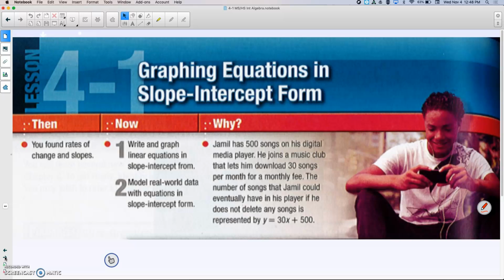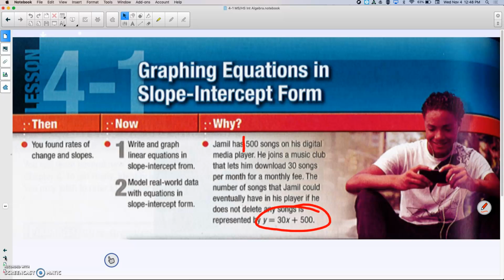Okay, on our y slide, it says back then we found rates of change and slopes. Now we're going to write and graph linear equations in slope-intercept form and model real-world data with equations in slope-intercept form. Why? Jamil has 500 songs on his digital media player, or for you on your phone. He joins a music club that lets him download 30 songs per month for a monthly fee. So maybe it's Spotify or something like that. The number of songs that Jamil could eventually have in his player if he doesn't delete any songs is represented by this equation, y equals 30x plus 500.